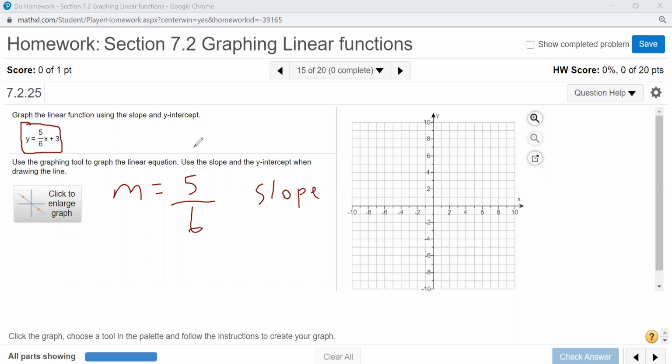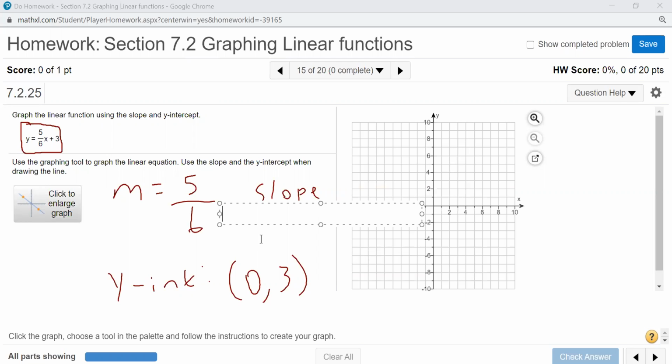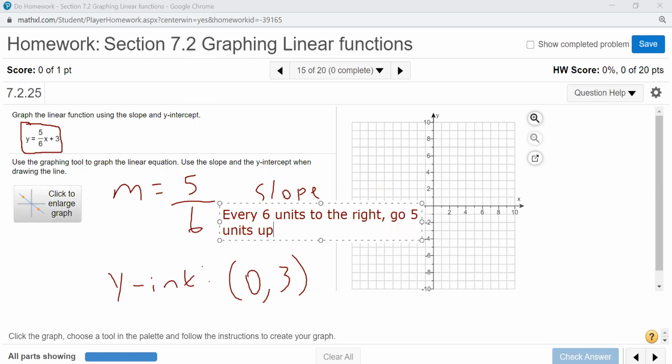The y-intercept, you're tempted to just say it's 3, and you're not horribly wrong or anything. Just remember it's got to be the coordinate (0, 3). The x-coordinate is always 0 when you're talking about the y-intercept. The slope is positive, so as I go from left to right, this line is going uphill. And it's 5/6, which means every 6 units to the right, go 5 units up, because it's rise over run.